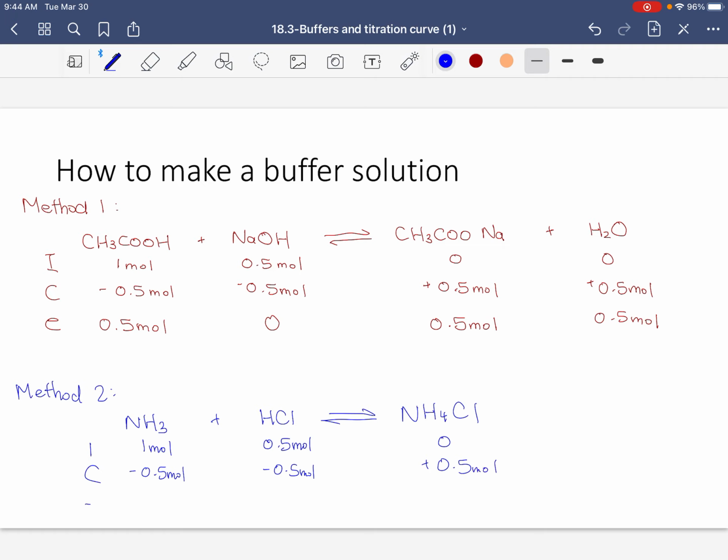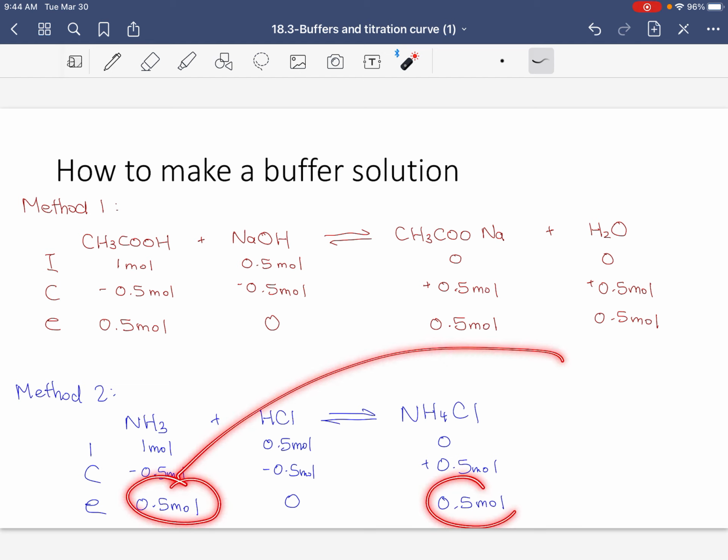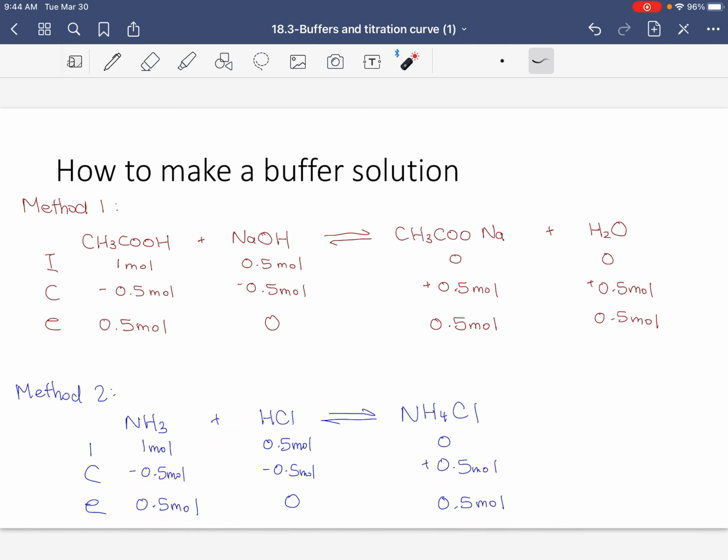Okay, so at equilibrium, I'm left with half a mole of ammonia. I have no more hydrochloric acid left. And hey, I have 0.5 mole of NH4 plus, because this guy readily dissociates to give you that. Okay, again, here's my buffer at equal amount. So that's how you make them.